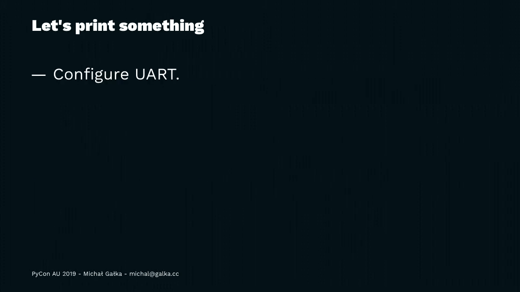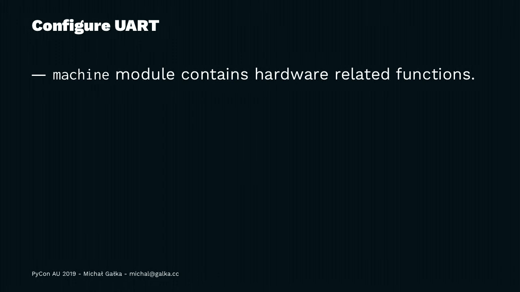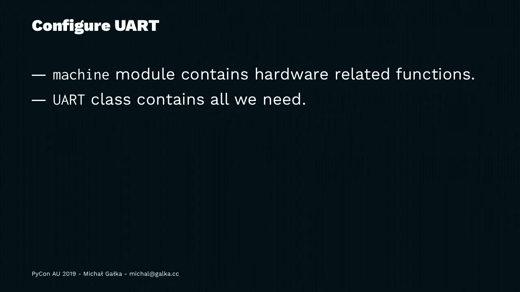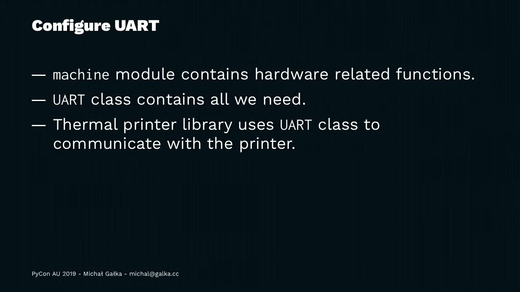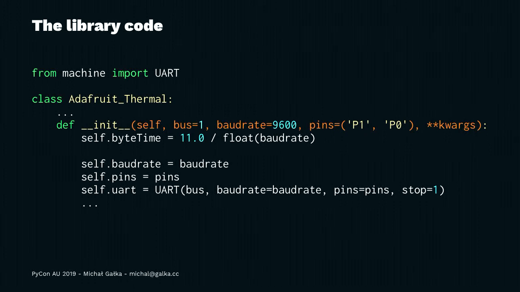Let's print something. So to print something, we need to configure our serial connection and send the data. And fortunately, we have the machine module in MicroPython that has the UART class, which is responsible for the serial communication. And the library already uses this UART class to communicate with the printer. And it gives us handy methods to just print things. It does it a bit like that. So we just need to instantiate the Adafruit thermal object, pass the serial parameters, and then you should end up with the object that will allow you to print anything on the printer.